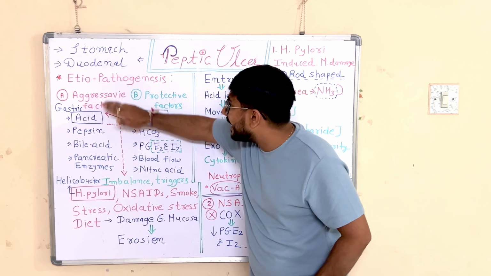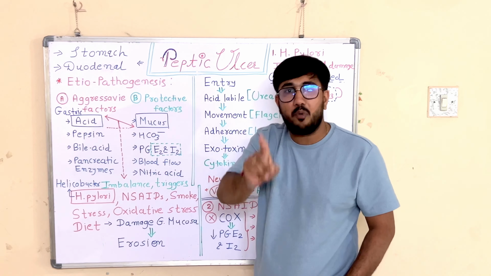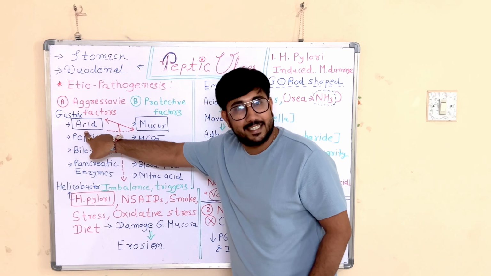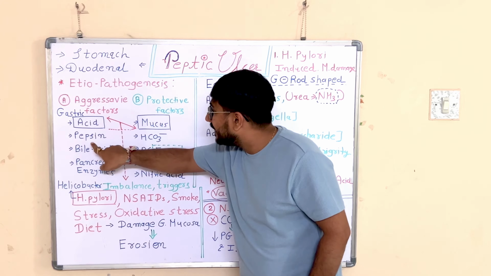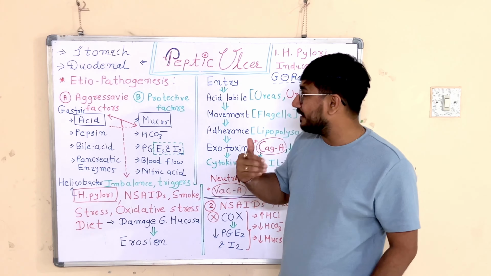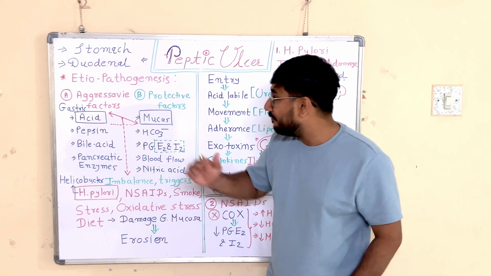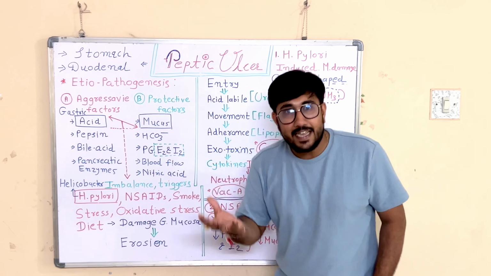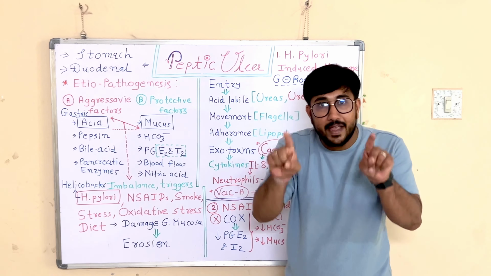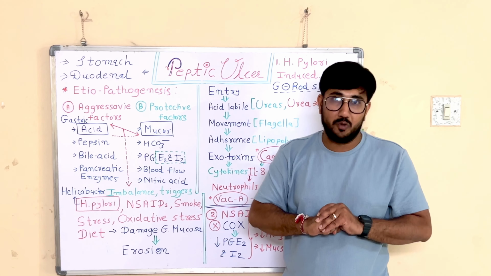So which are the aggressive factors? So one of the most important aggressive factors, harmful factors, that is the gastric acid itself. Apart from that, there are pepsin, bile acid, pancreatic enzymes. These are the different digestive aids which directly or indirectly increase the level of the gastric acid a lot, and through that they damage the wall of the stomach mucosa.